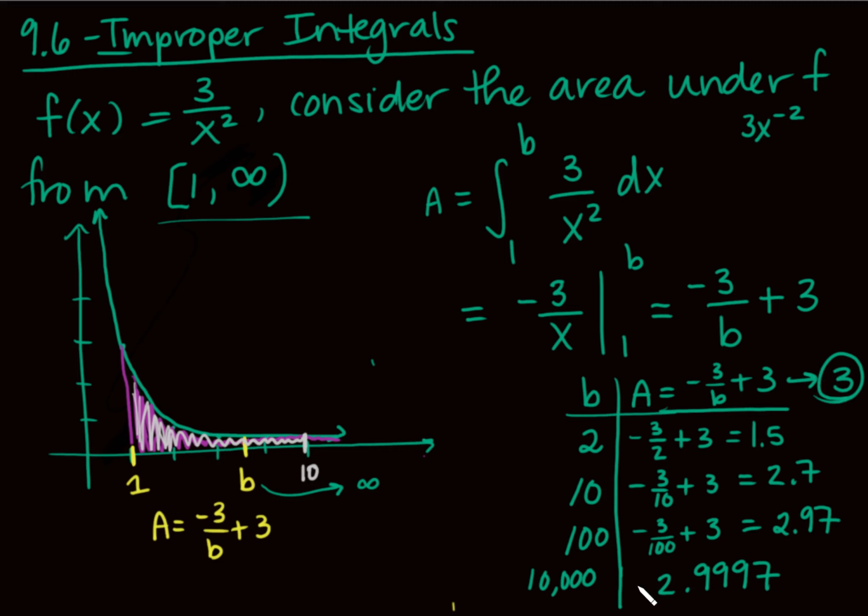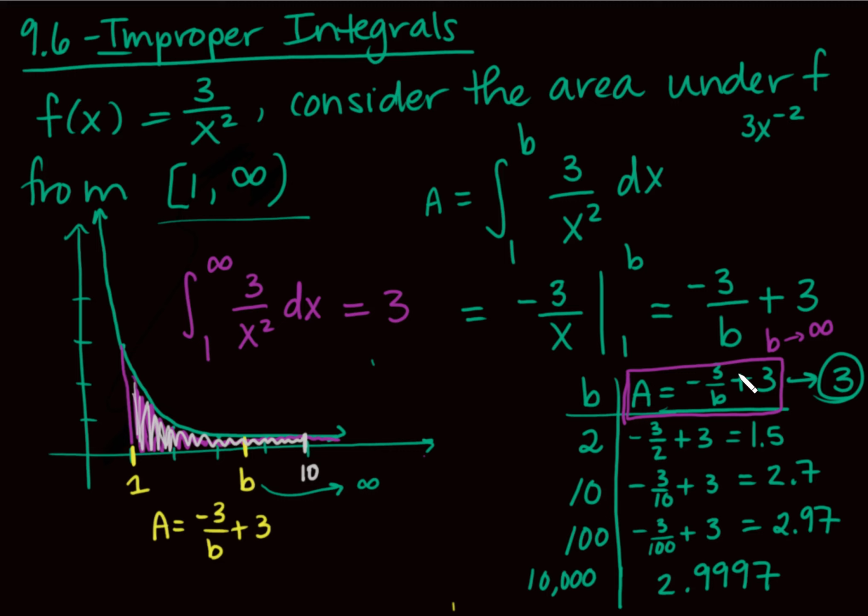So what we can actually say is that the area underneath the curve from 1 to infinity of 3 over x squared dx is going to be 3. This, what I've shown you right here, is not a proof. This is just playing around with the numbers, seeing if we can see a pattern. But the important thing to realize is, if I look at this equation for area, negative 3 over b plus 3, the idea here is that b is approaching infinity. And what do you notice would happen with 3 over infinity? Now, I can't actually take 3 over infinity.